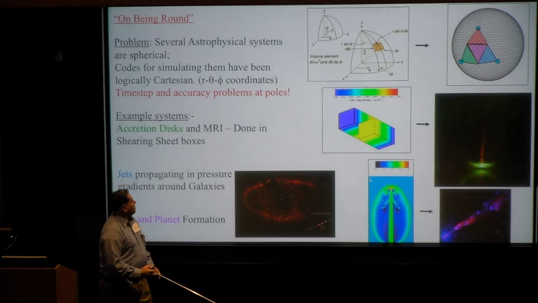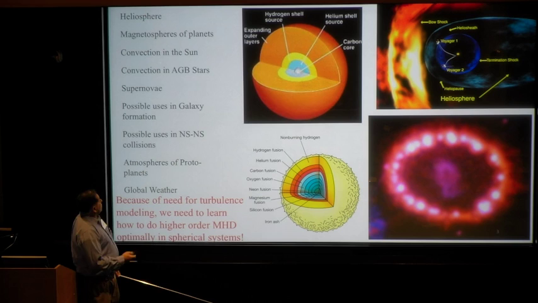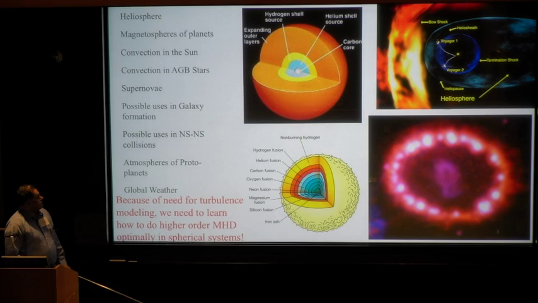And already, there's a substantial amount of effort underway to use these meshes in situations where you're studying the magnetospheres of planets or the heliosphere. And we could also do other very interesting problems, namely convection in the sun and AGB stars, and perhaps a lot of other issues.